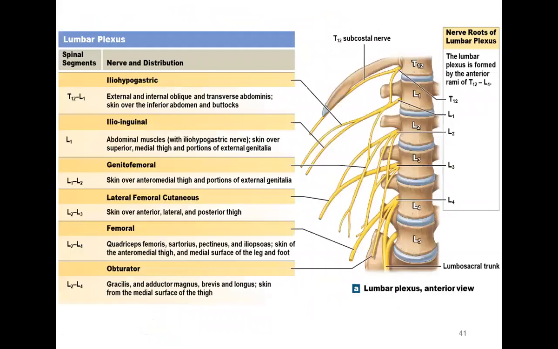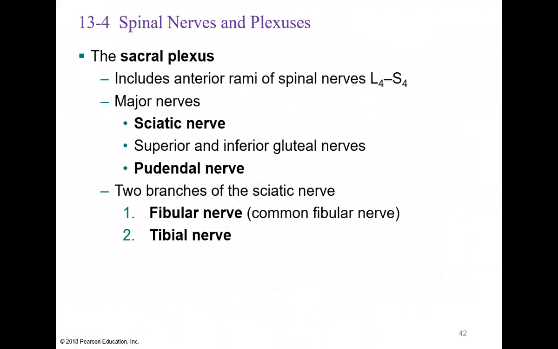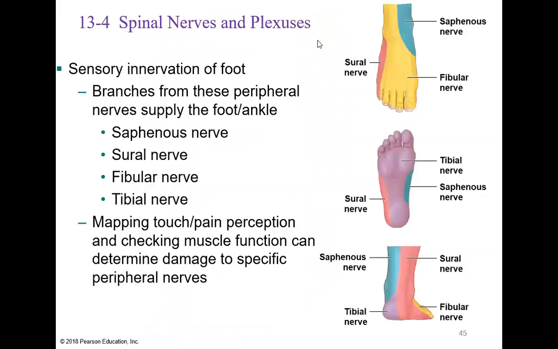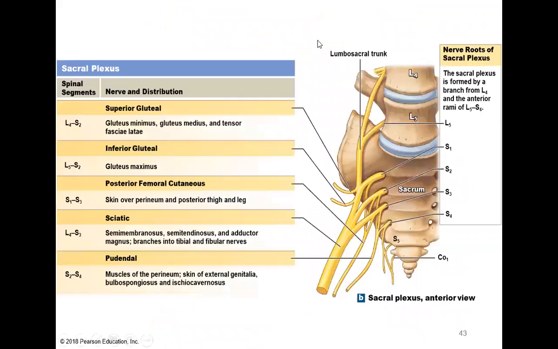If you look, where's that picture? This one, pudendal nerve. You can see here the sacral plexus is going to run from L4 to S4. The pudendal nerve, we can see right here, a small little nerve. But the pudendal nerve is very important because it is S2 through S4: muscles of the perineum, that means the outer portion of the external genitalia, skin of the external genitalia, the bulbospongiosus and the ischiocavernosus muscles. S2, 3, and 4 help you keep your pee and poop off the floor.